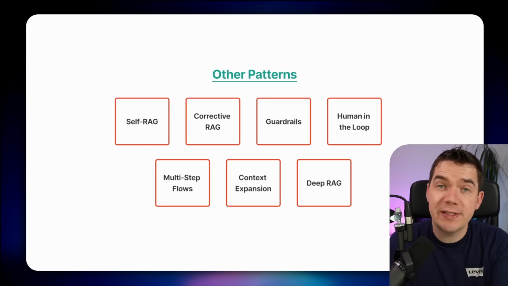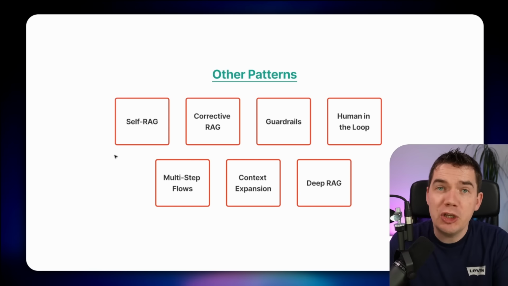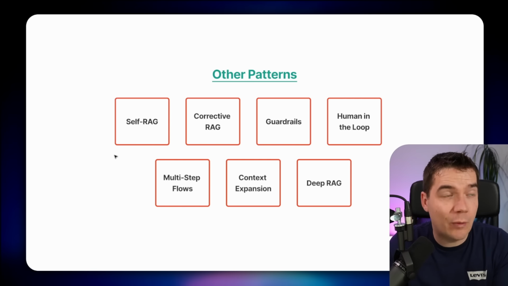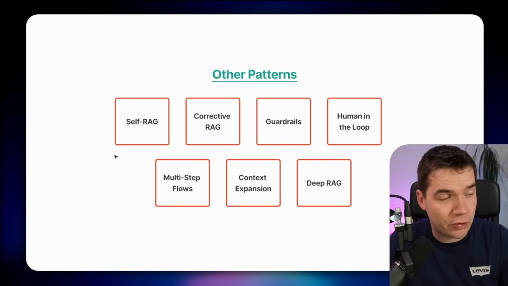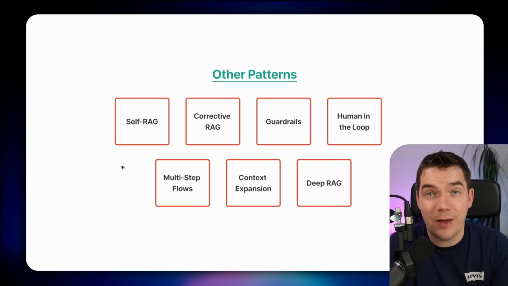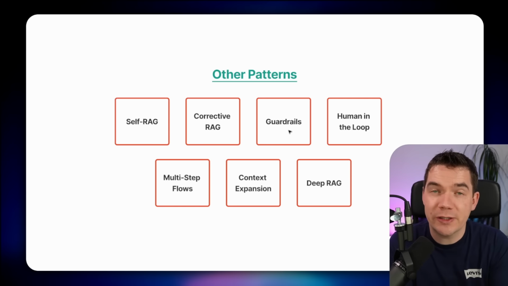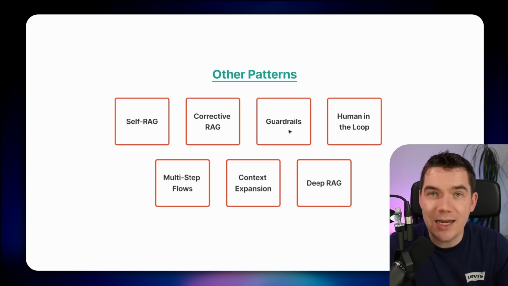There are other patterns that I didn't dive into in this video. Self-RAG, for example, uses reflection tokens to determine the quality of retrieval and whether it needs to go and retrieve again. So it's kind of a variation of iterative retrieval. Corrective RAG is an approach that uses web search as a fallback if the content can't be found in the knowledge base. Guardrails is a way of protecting your system from prompt injection attacks or PII leakage.